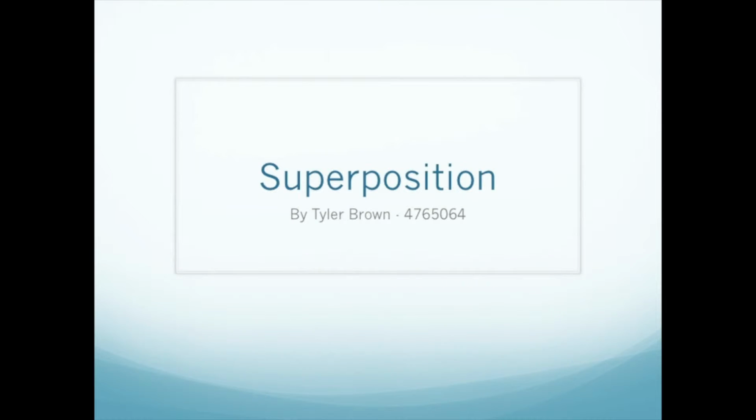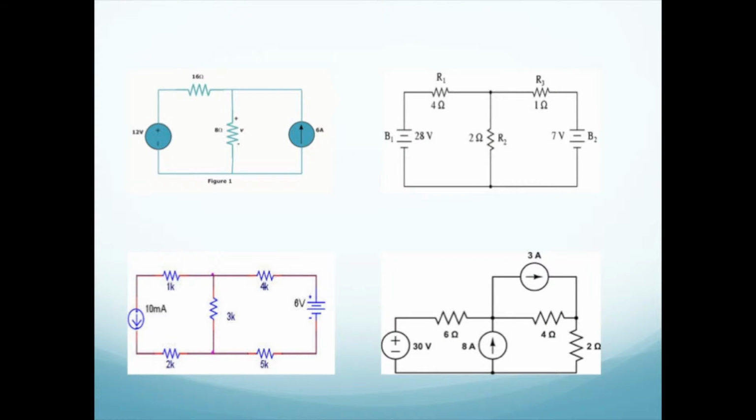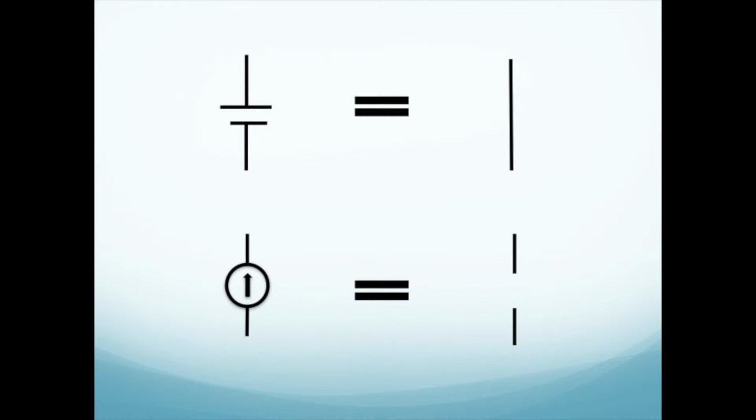The superposition theory states that the current or voltage through an element in a circuit is equal to the sum of the currents or voltages over that element from each source. It is used to determine that current or voltage over an element and is particularly useful when there are multiple sources. Superposition is done by replacing all voltage sources with a short circuit and all current sources with an open circuit.